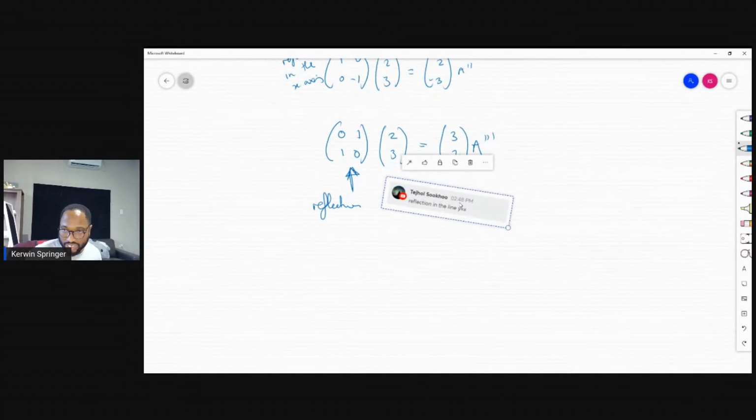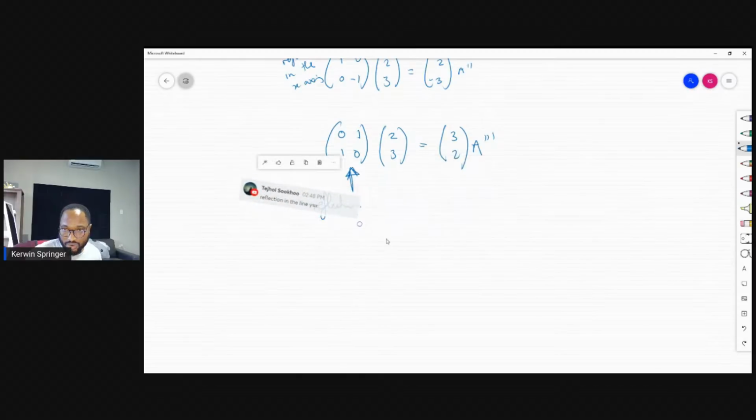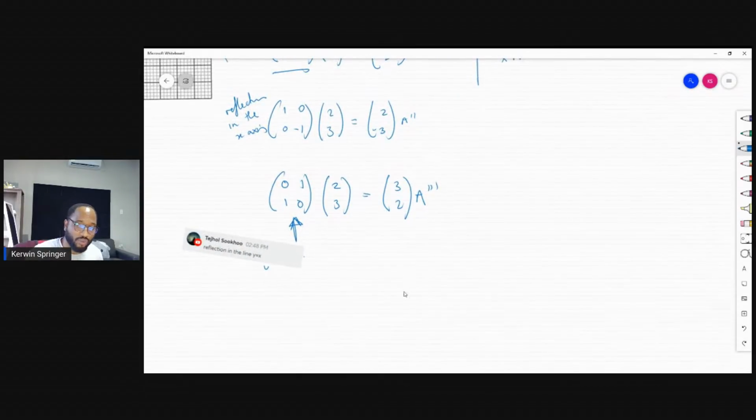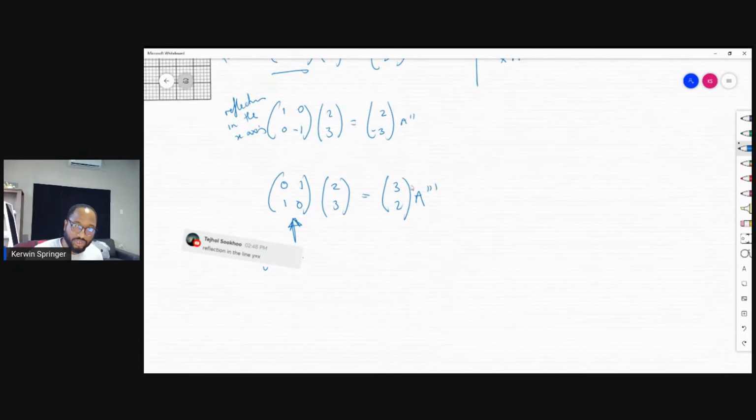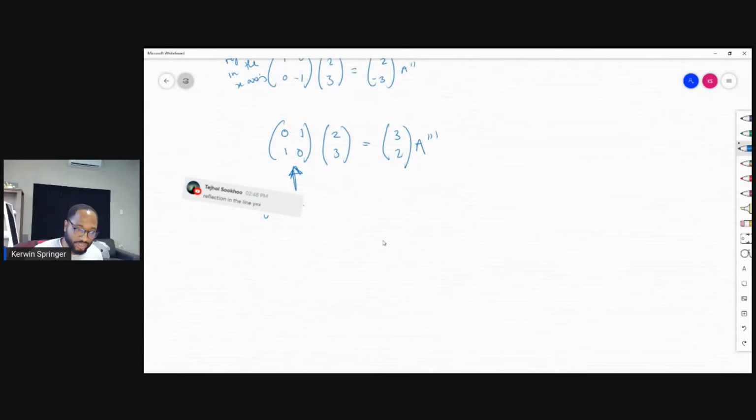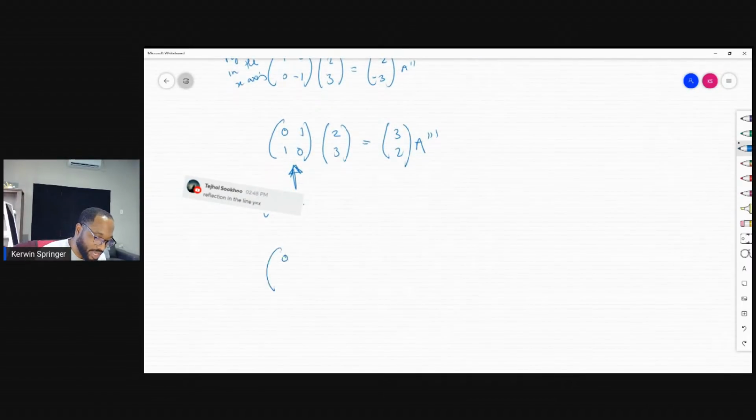A reflection in the line y is equal to x. That's that matrix. And all kinds of weird things can happen. Like I could flip the numbers and make one of them negative. I could do that.